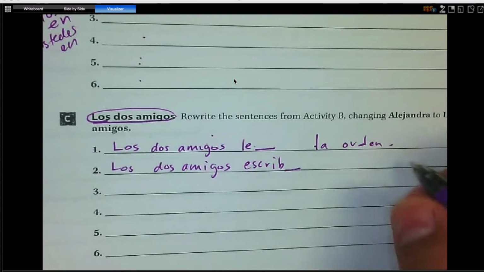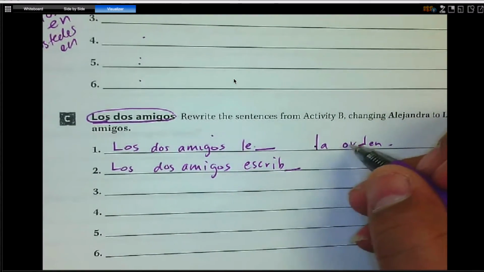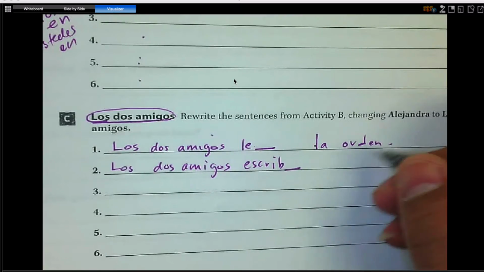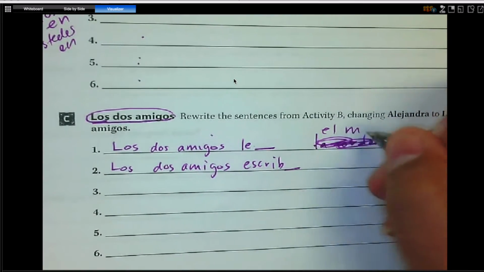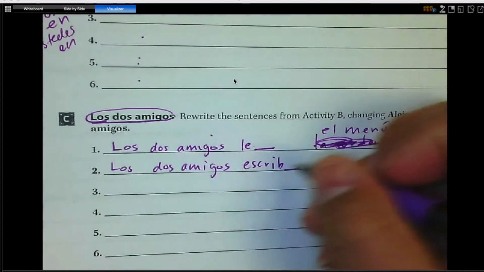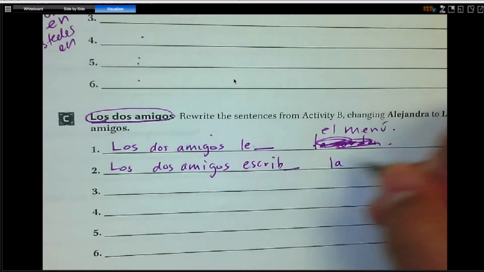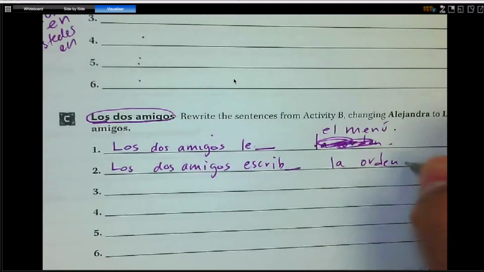We just write that out again. Los dos amigos lee blank la orden. Oops, excuse me, not la orden. What am I thinking? El menú. Kind of doing this fast. And los dos amigos escribe la orden, the order, right?